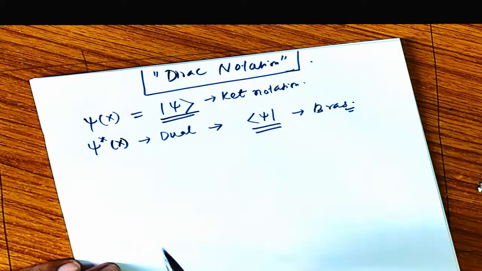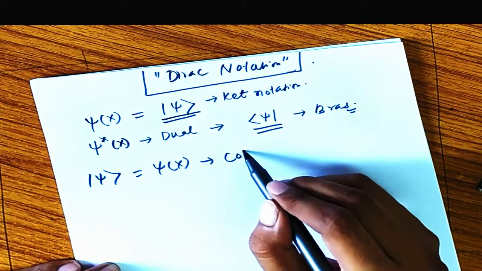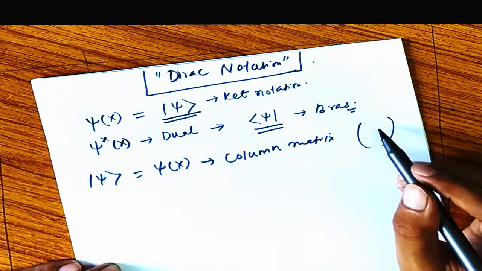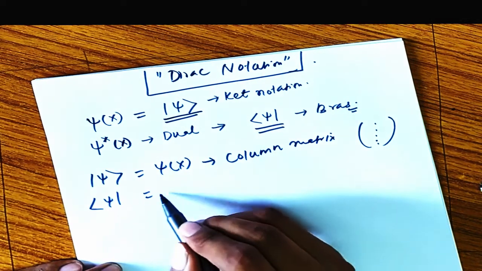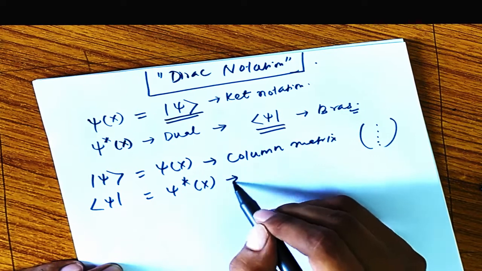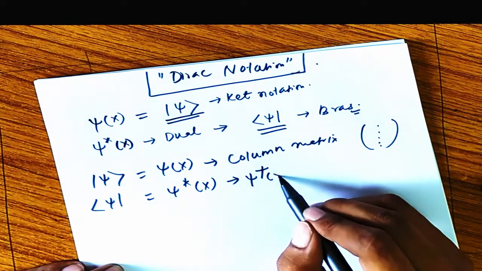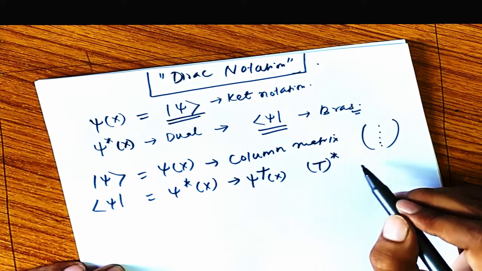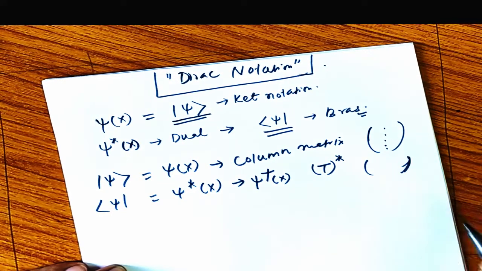In matrix formalism, this |psi> is simply called a column matrix. Column matrix means like this one, this one, this one, this one, all the elements go like here. And this <psi| or psi star of x, where star means dagger, is nothing but psi dagger of x, and dagger means transpose and conjugate. So this column vector will become a row vector, or the column matrix becomes a row matrix.